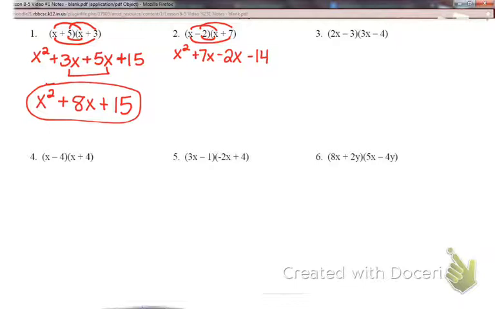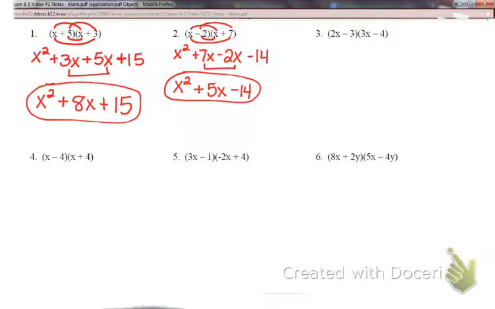Combine like terms right here with our x's. So we get x squared, and then this is 7x minus 2x, that's 5x. Since that's positive 5x, I put plus 5x. But the 14 still has that minus sign in front of it because it was negative when we multiplied. So there's the answer. We just multiplied those two binomials together, and we get x squared plus 5x minus 14.